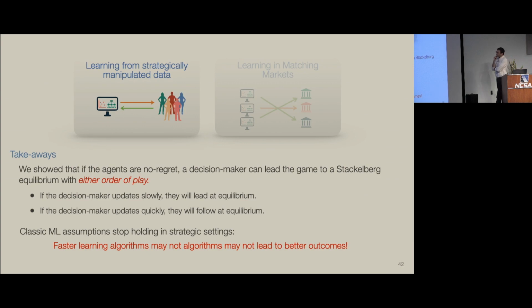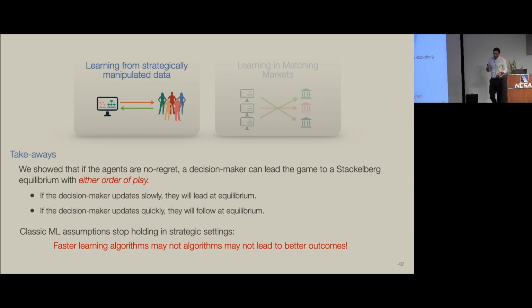Great. So the takeaway from that first line of work is just that if agents are no regret, a decision maker can lead the game to a Stackelberg equilibrium with either order of play. So if the decision maker updates very, very slowly, they'll lead at equilibrium. And if the decision maker updates very quickly, they will follow at equilibrium.